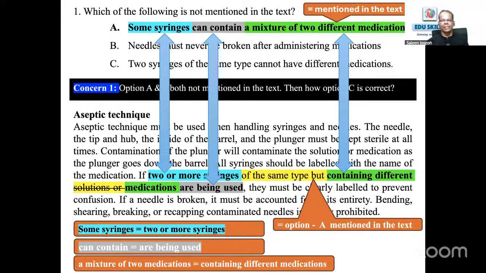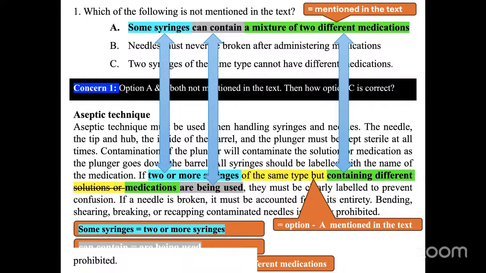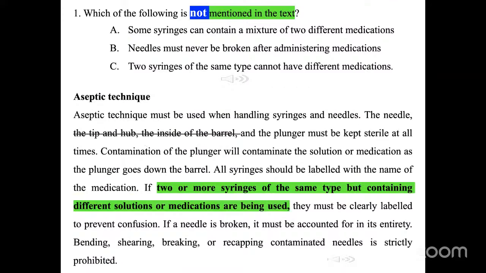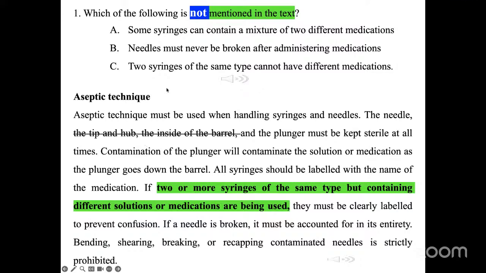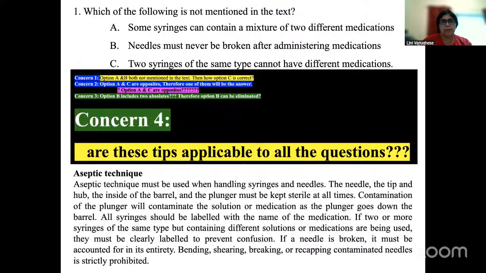So what is the answer? Two syringes at the same time. C. Yeah, C is the answer. Okay, I did not highlight. You understood, right? Green went blank. Clear now? Yes, clear. Now, C is the answer. Okay, concern 3. Option B includes two absolutes. Therefore, option B can be eliminated.